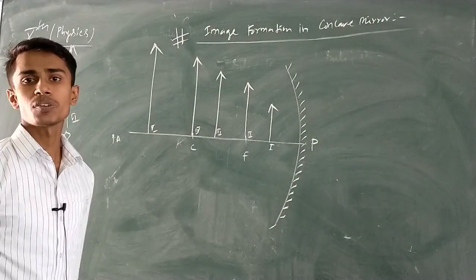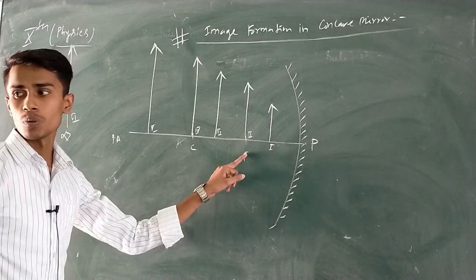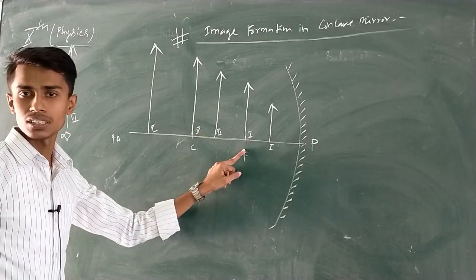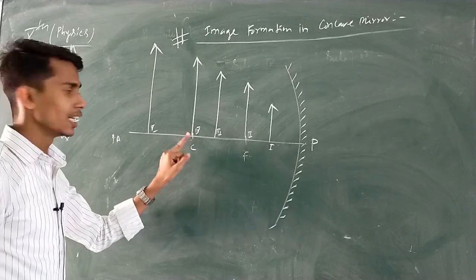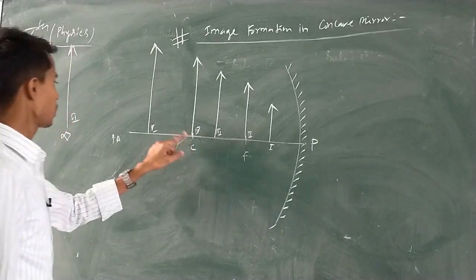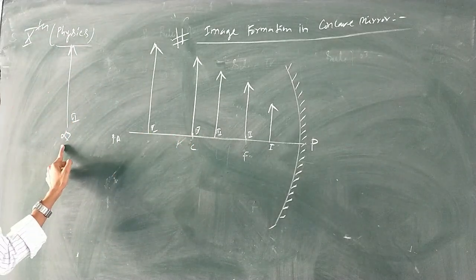What are the 6 cases of image formation in a concave mirror? The object can be placed between the pole and focus. It can be placed at focus. It can be placed between focus and center of curvature. It can be placed at the center of curvature. It can be placed beyond the center of curvature. It can be placed at infinity.